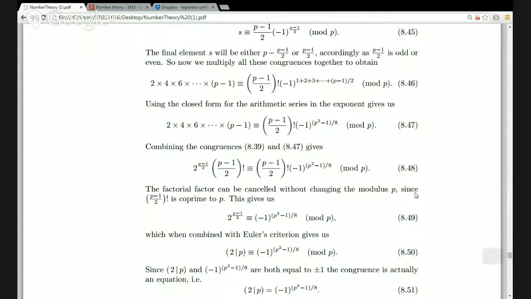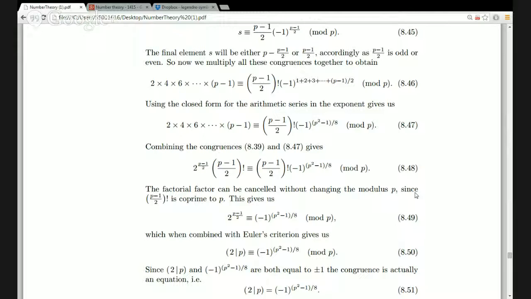Remember, you have to be careful if you're cancelling things from both sides of a congruence. You have to be a little bit careful. So you can only do it if you know it has an inverse, modulo p. You know it's co-prime to the modulus. This is a congruence modulo p. P is a prime number.